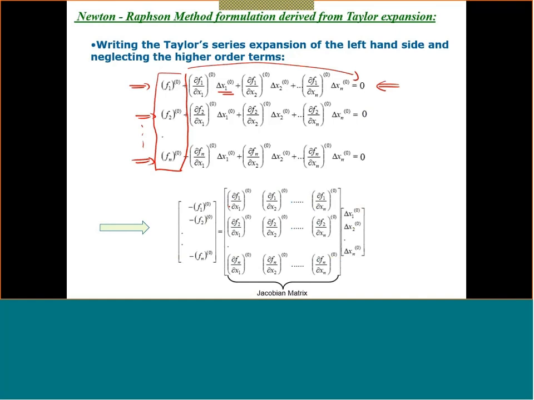Now when you look at this equation, what are my unknowns? Let's look. This vector is known. Why? Because these are the functions, the equations that I have defined at the initial guess. So I know the initial guess and I know the function. So these are numbers for me, actually. So these are all numbers.